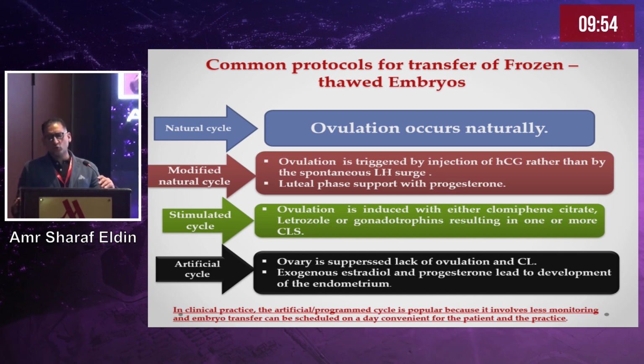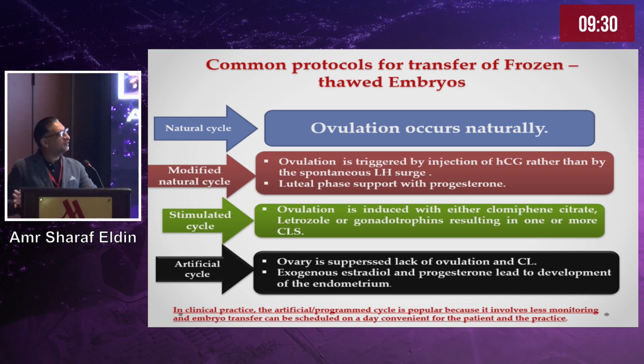What are the common protocols used for transfer of frozen embryos? It may be through natural cycle, modified natural cycle, stimulated cycle, or artificial cycle. Natural cycle, in which ovulation occurs naturally. Modified natural cycle, in which ovulation is triggered by exogenous HCG, not depending on the endogenous LH surge. Stimulated cycle, in which ovulation is induced by using clomiphene citrate, letrozole, or gonadotrophins.